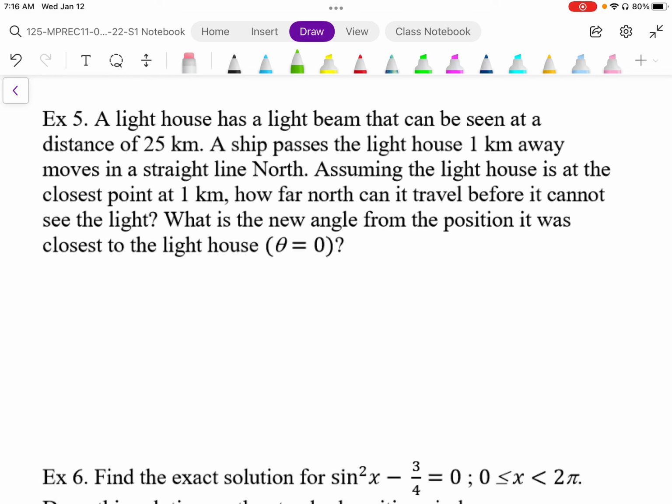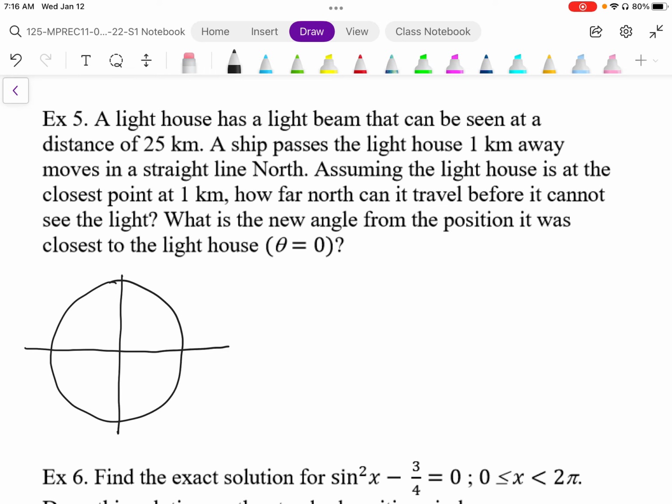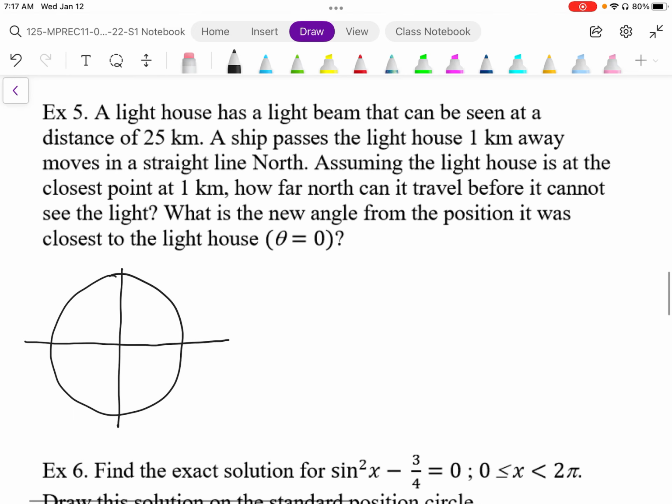In this problem here, we have a lighthouse. Okay, it's centered at 0, 0. And it has a light range of 25 kilometers. So the radius at which this can shine out is going to be 25 kilometers. So a ship passes a lighthouse 1 kilometer away, and moves in a straight line north.